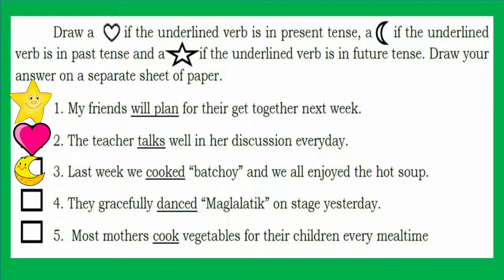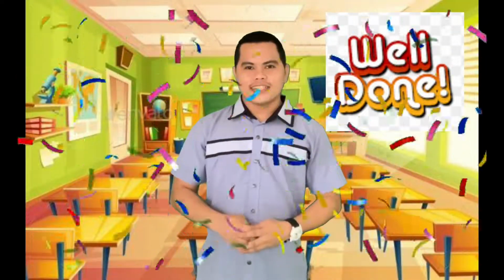How about in number 4? The underlined verb is in the past tense. Good job. Last, number 5. The underlined verb is in the present tense. Fantastic. Well done, grade 6 learners.